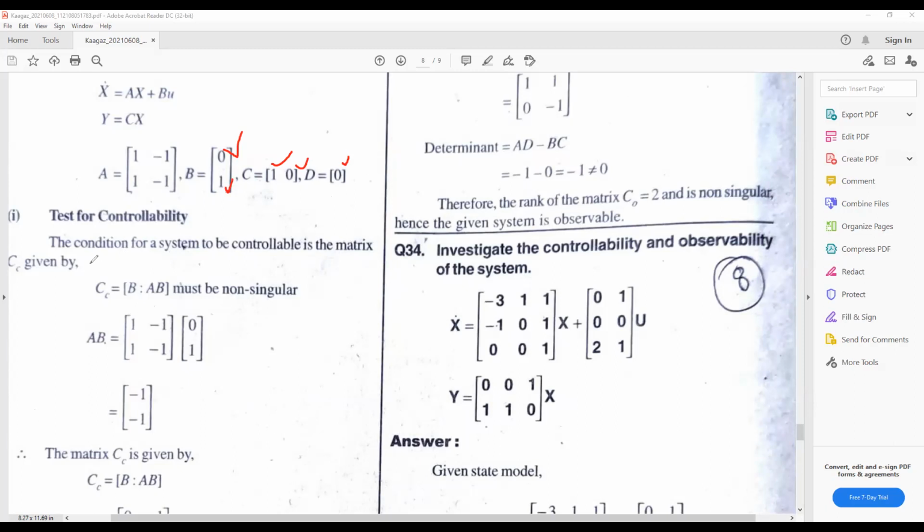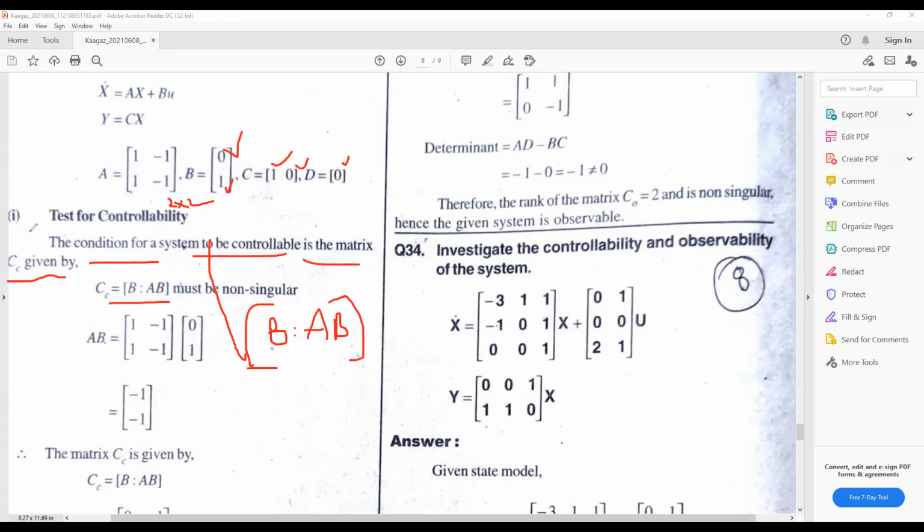The condition for the system to be controllable is that the matrix given by B, AB is non-singular. Why? The given A matrix is a 2 by 2 matrix, so only two terms: B and AB.